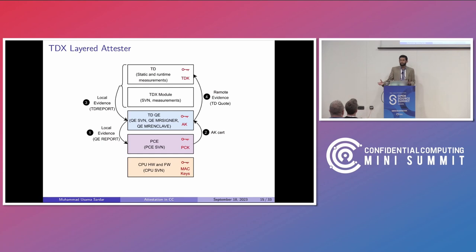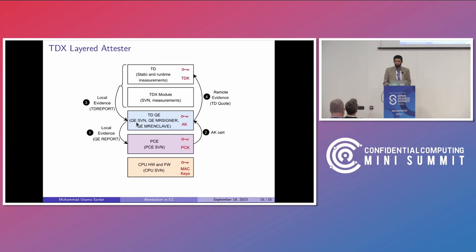Okay, switching to the TDX now, how is that different from CCA? The layered attester in this case is that we see here the number of entities, and each one of them is layered above the other, which means that the PCE, the Provisioning Certification Enclave, is certifying the TD coating enclave, the trust domain coating enclave in this case.